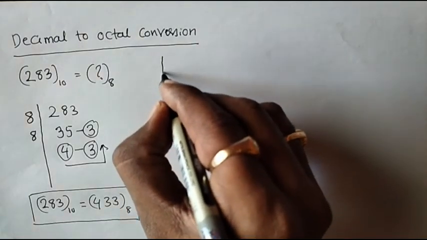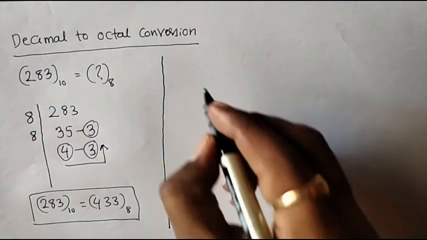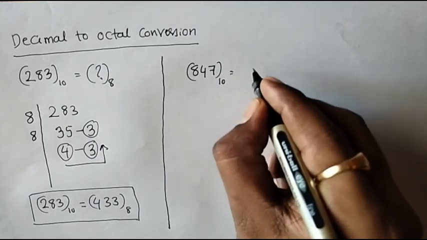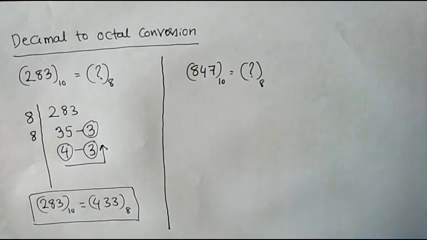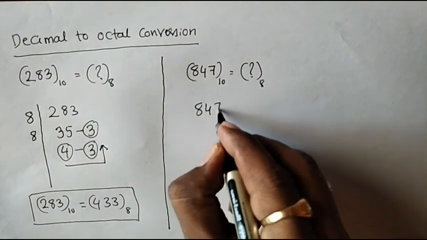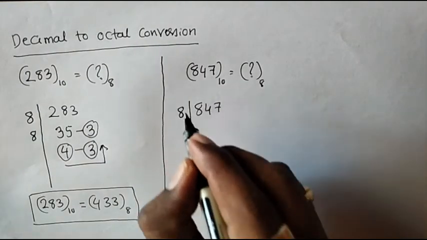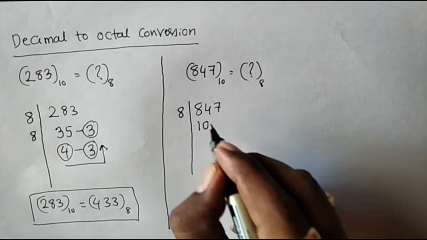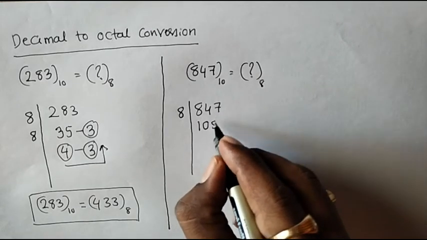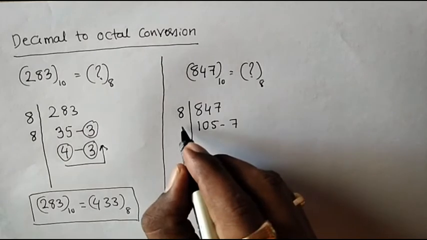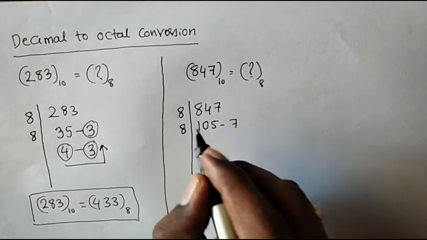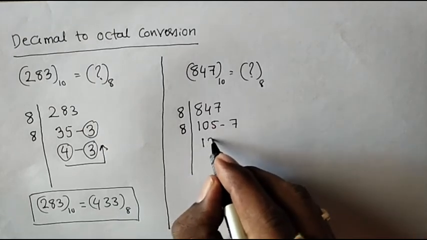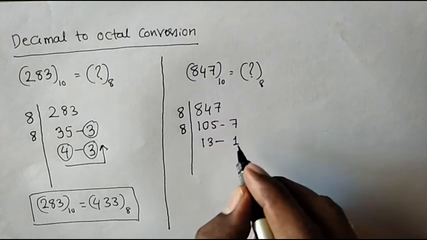Let us take one more example. 847 which is in decimal, what is octal equivalent of this? Now divide 847 repeatedly by 8. That is 8 ones are 8, 47, that is 8 5s are 40, the remainder is 7. Again divide 105 by 8. That is 8 ones are 8, remainder is 2, 25. 8 3s are 24, remainder is 1.